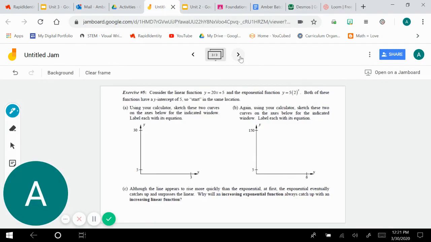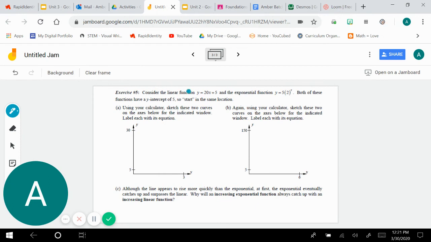All right. Last one, they just want us to compare linear and exponential. A line appears to rise more quickly than the exponential at first. The exponential eventually catches up and surpasses. That just means higher than the linear. Why will an increasing exponential function always catch up with an increasing linear function?